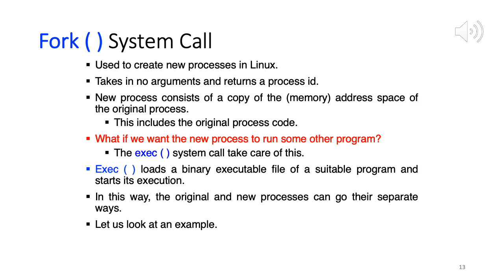And what this will do is load a binary executable file of a suitable program and start its execution. So which program is that? You can provide the name of that program. It has to be an executable file, and you also need to provide the suitable path for that program. Okay. So once you do that, now your child process can run different code.